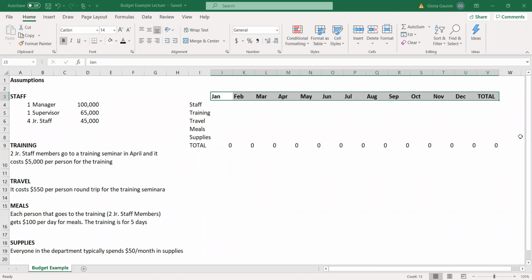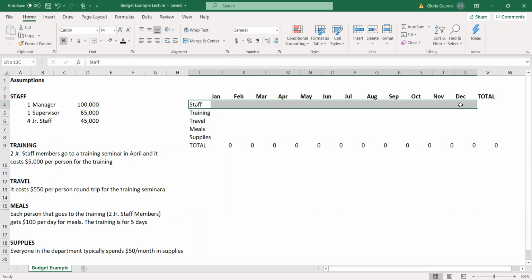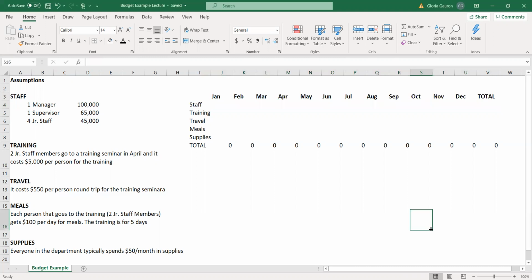So what I'm going to show you now is how we would go about inserting these assumptions into a schedule here, an annual schedule. So beginning with staff, you have one manager, one supervisor, and 4 junior staff members. And so what you need to do is combine all of those salaries over the course of the year onto one line item.